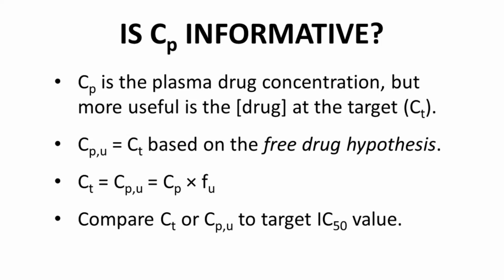Once we know the unbound concentration, we can compare the unbound concentration to the IC50 value of our compound on the target to determine whether the circulating concentration of the drug is likely to lead to a therapeutic effect in the patient. Therefore, CP is indeed a very useful value to monitor.